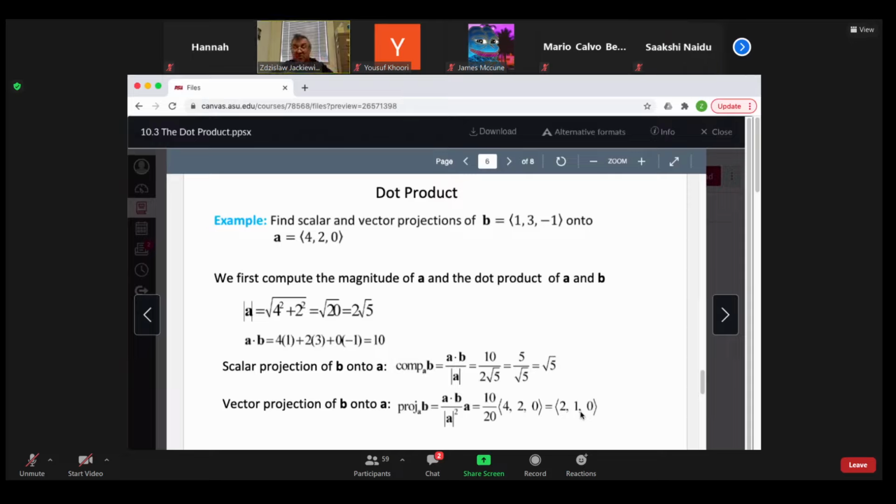Again, easy to use, but you have to know those formulas and just computations. As I said, you will have a lot of problems to practice this on your WebWork. Any questions? Okay.